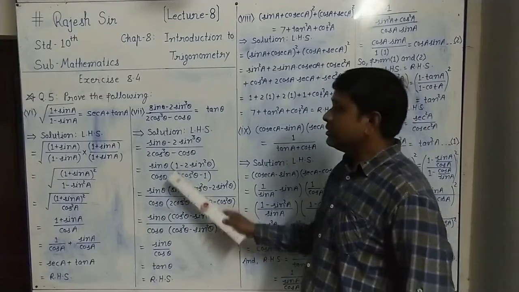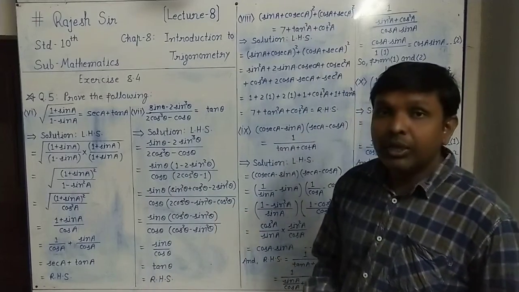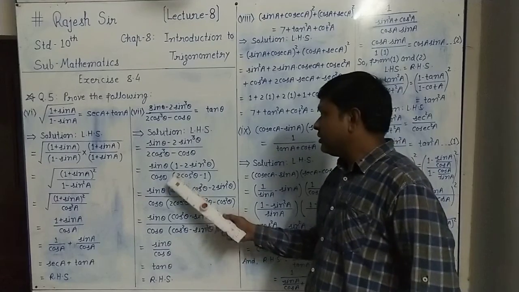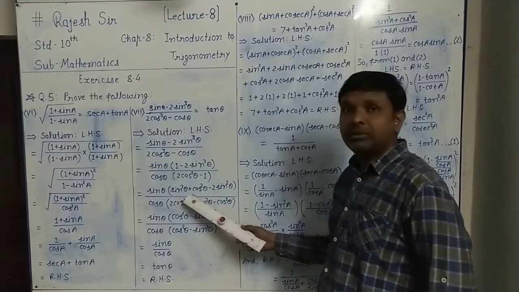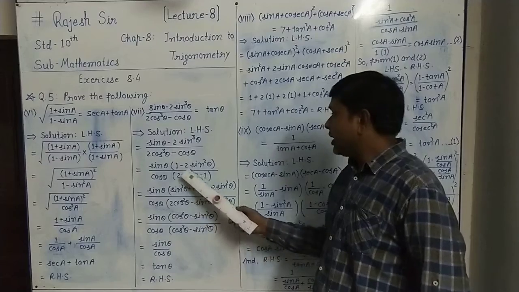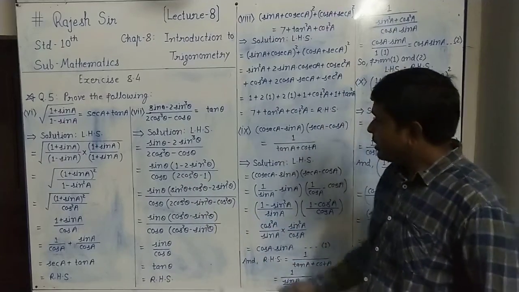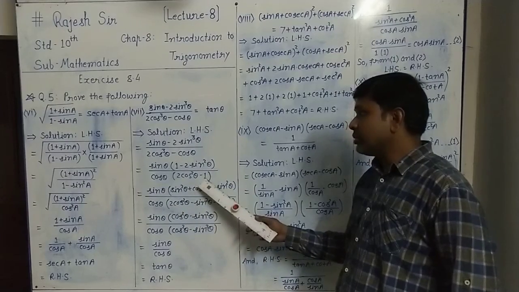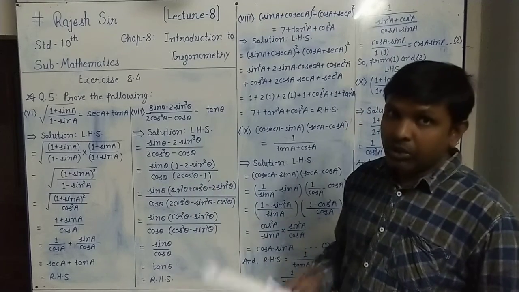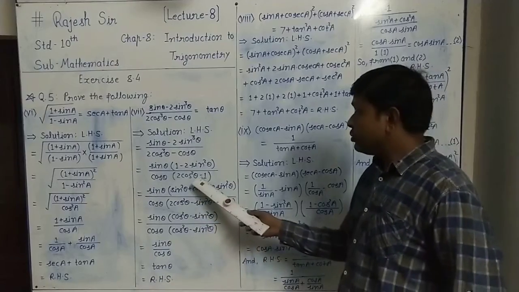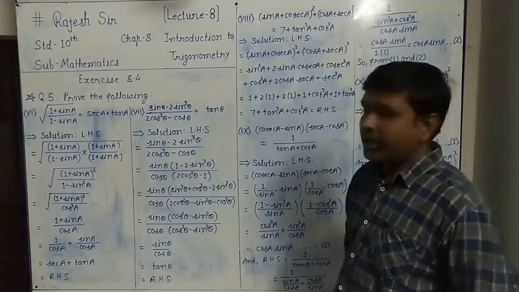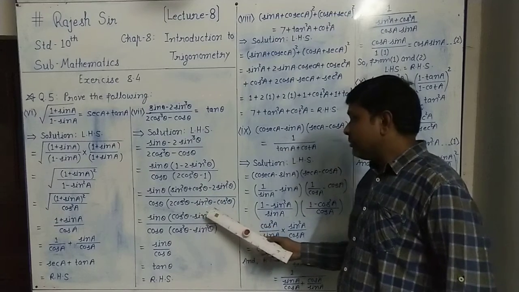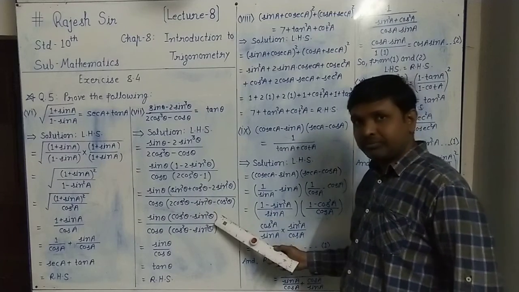In place of this 1, the identity we have is sin square theta plus cos square theta equals 1, that we have placed. So sin square theta plus cos square theta, and minus 2 sin square theta as it is. Down there cos theta as it is, 2 cos square theta as it is, again in place of this 1, sin square theta plus cos square theta, but this time there is a minus sign before 1, so the minus will be affected: minus sin square theta minus cos square theta in place of this 1.